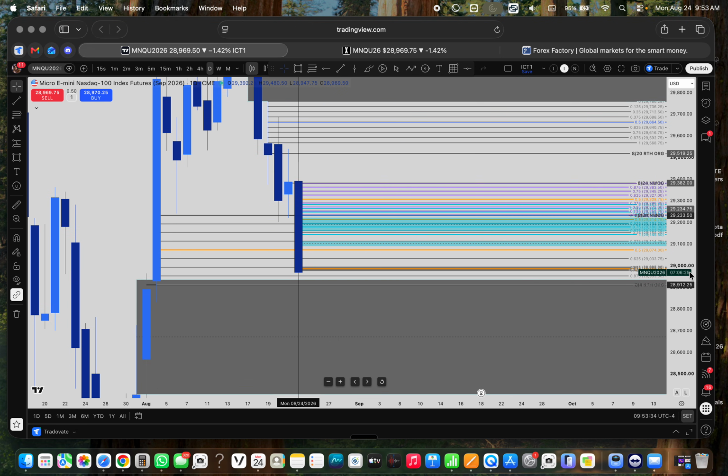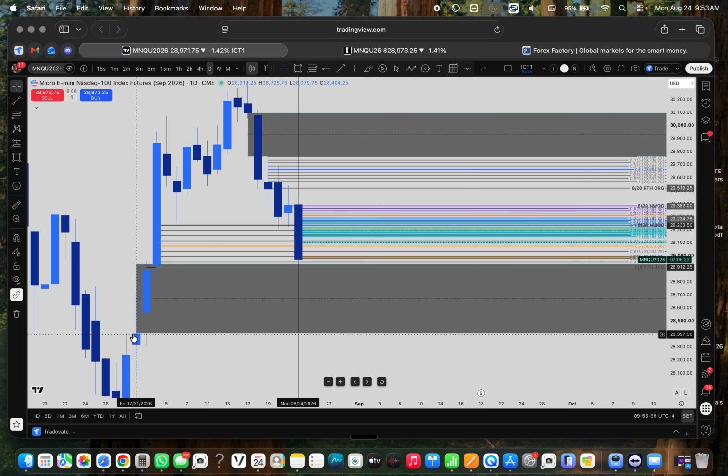And then where else did I? Then here, and Mark talked about the inefficiency between this candle with the gap above it and this gap here. I drew this box here and I said this is a draw on liquidity.